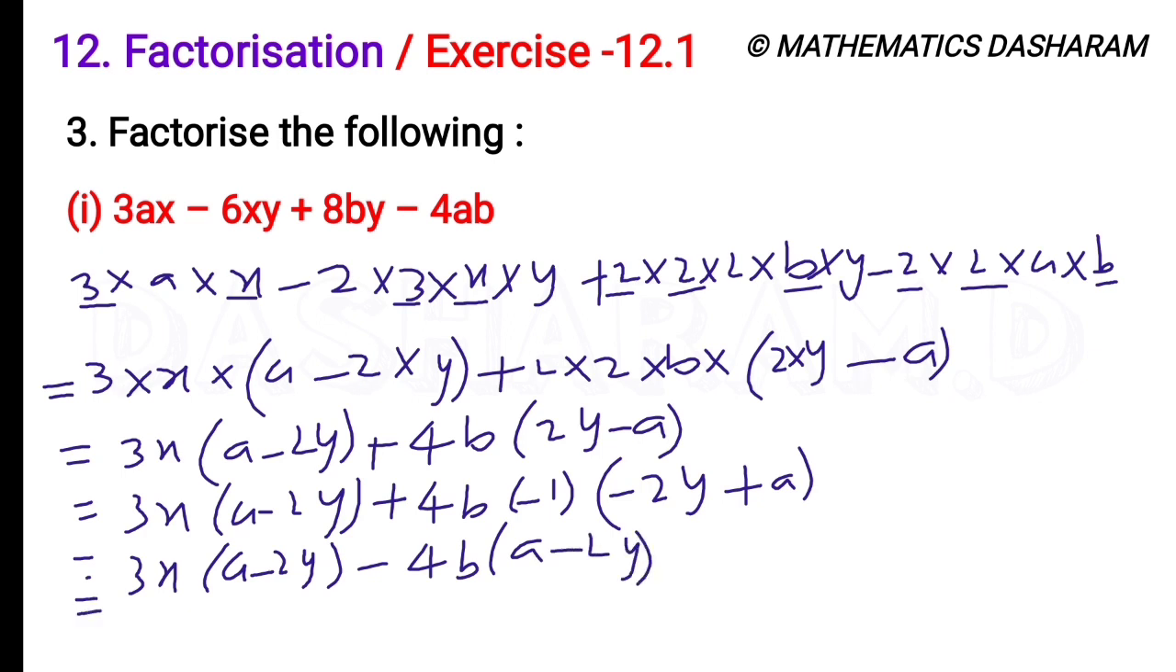Now observe carefully, a minus 2y, a minus 2y. So then we can take the a minus 2y common. So now take the new bracket. Here the remaining term is what? 3x. Here the remaining term is minus 4b. So now it is called a factorization.